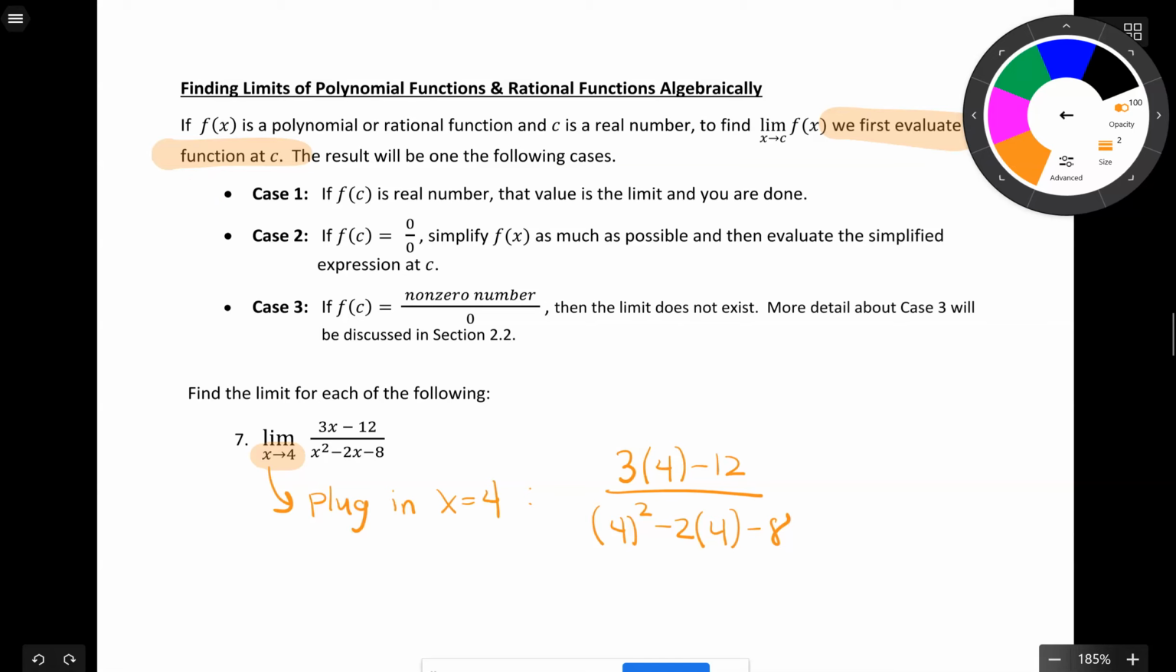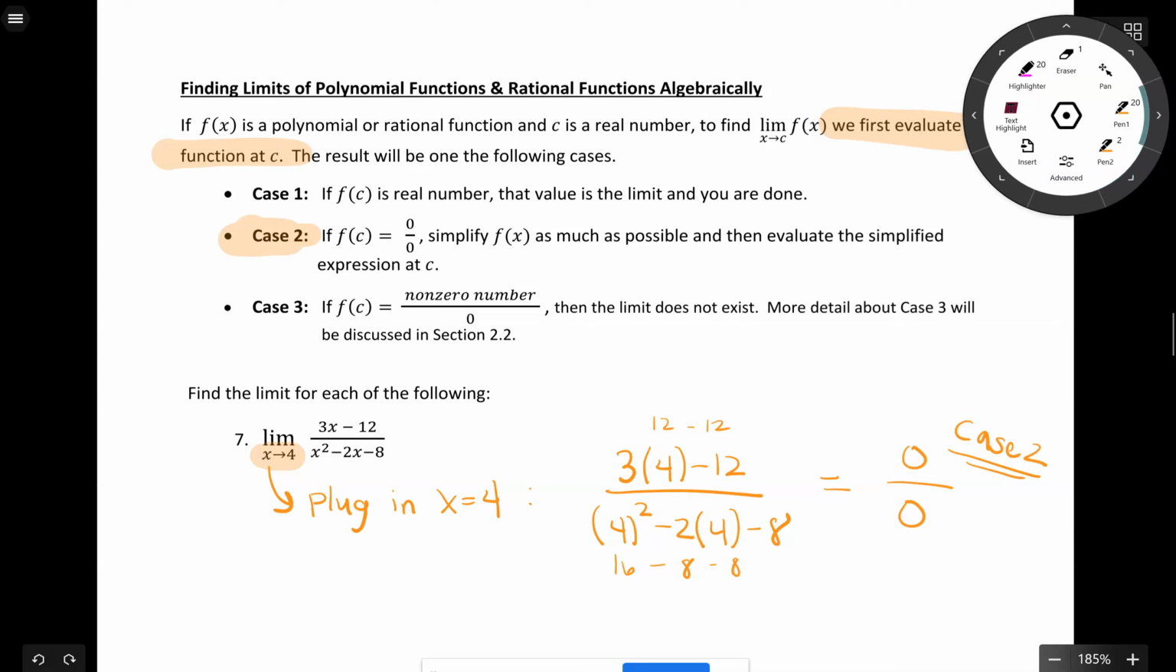Let's see what happens. Okay, so that's going to be 12 minus 12 on top. Yeah, 0 on top is totally fine, but on bottom, we're getting a 0 on bottom. Uh-oh. This is going to be our case 2. See how that matches case 2 up here? Oh gosh, so what do you have to do for case 2? Case 2 says to simplify that function as much as possible, then evaluate the simplified expression.